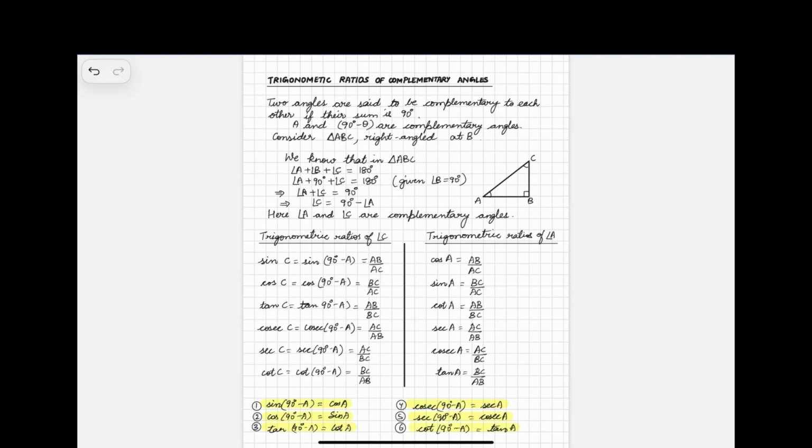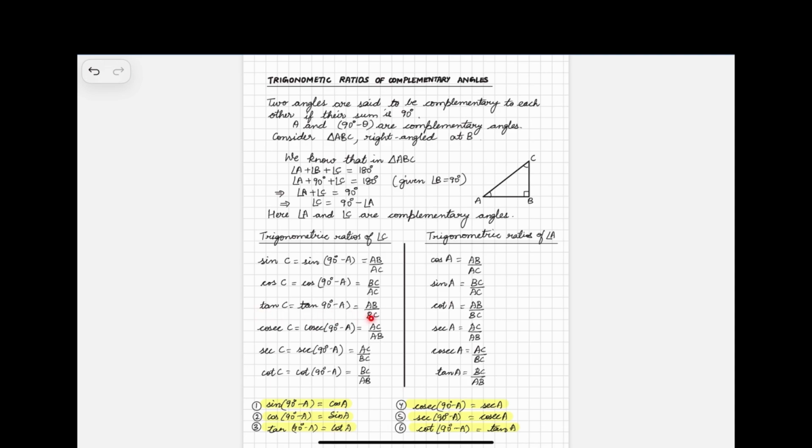So, what is angle C? It is 90 minus A. So, here angle A and angle C are complementary angles. So, trigonometric ratios of angle C: sin C is equal to sine of 90 minus A, which is AB by AC. Cos C is cos of 90 minus A, which is equal to BC by AC.